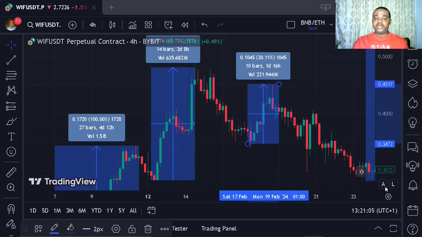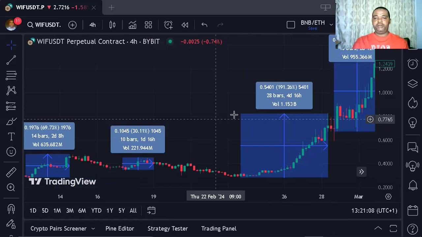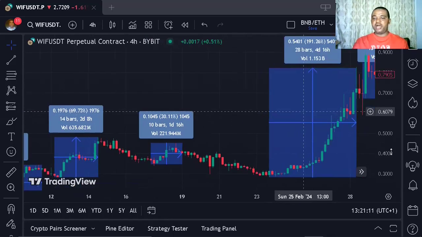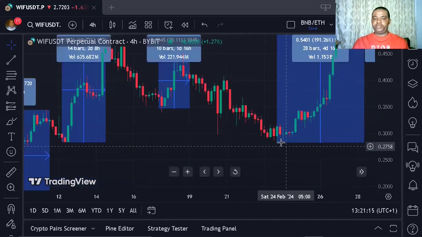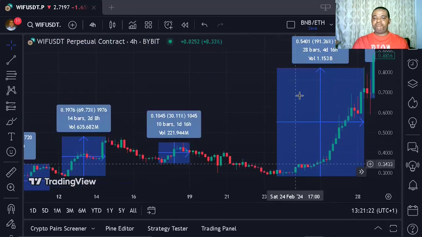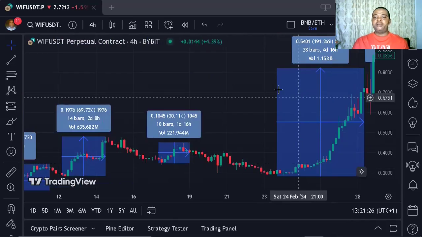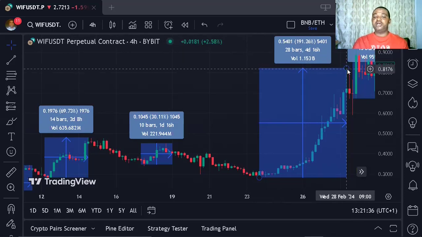Okay, moving on to the next bullish trend section. This particular bullish trend section started from the lowest price of this green candlestick bullish trend starter. And from there, the price action of this cryptocurrency squeezed up by 191.26% in 4 days, 16 hours. And you would have made over 160% profit on this particular bullish trend section.